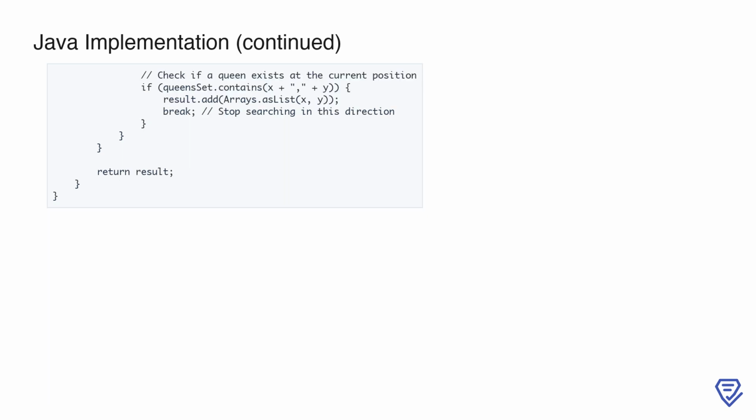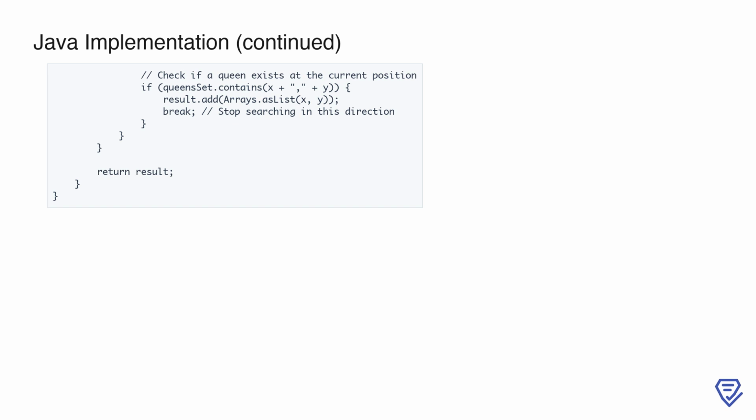For each direction, we initialize the starting position to the king's coordinates. Then, we continue moving in the current direction by incrementally updating the x and y coordinates. This movement continues until the position goes out of bounds or we encounter a queen. If the current position matches one of the positions in the queen set, it means a queen can attack the king from this direction. In that case, we add the position to our result list as a pair of integers and break out of the loop to stop further exploration in this direction. This ensures that we only consider the first queen encountered in each direction.